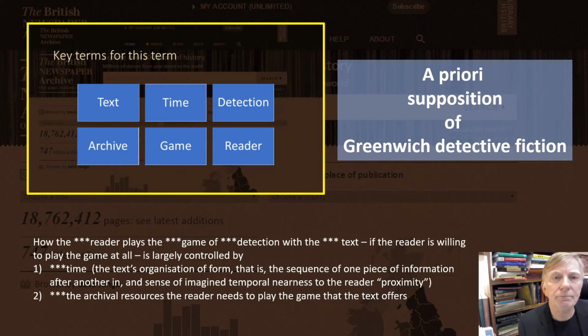I repeat, this series of videos has been pretty rigorous in thinking about how the reader plays the game of detection with the text. And if the reader is willing to play the game at all, it's largely controlled by the text's organization of time, the sequence of one piece of information after another, and the emotional sense of nearness or instantaneity to the events described, plus the archival resources the reader needs to play the game of detection that the text offers.